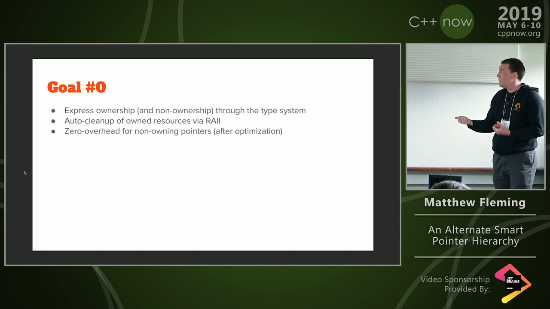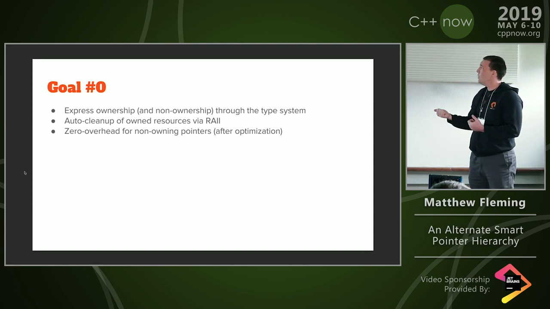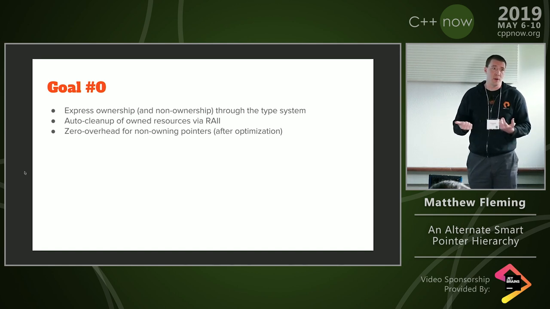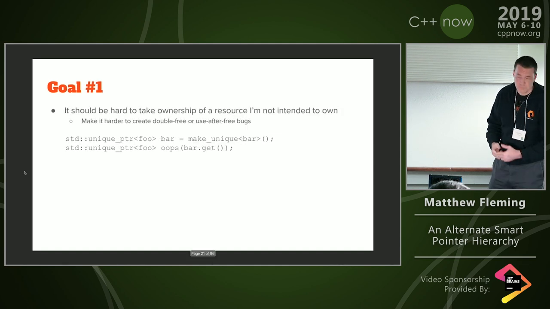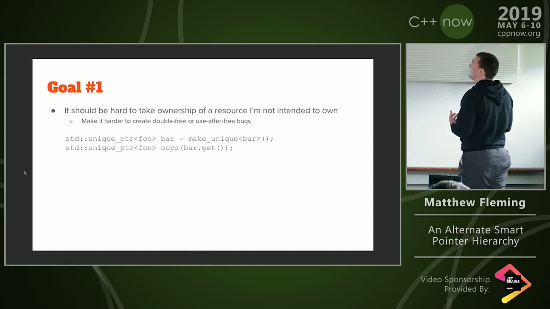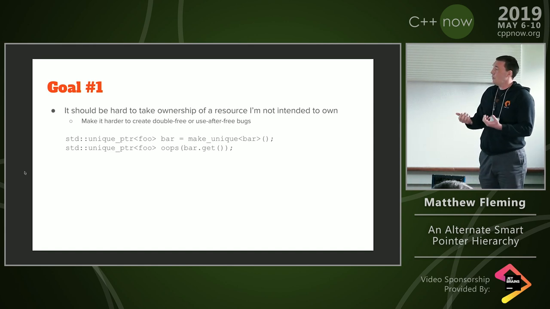I want the auto cleanup of resources like you get with shared pointer and unique pointer, and I want zero overhead for these non-owning pointers after optimization. This is sort of the table stakes. I want to make it really hard to take ownership of a resource that I shouldn't own, so that it creates double free or use after free types of bugs.